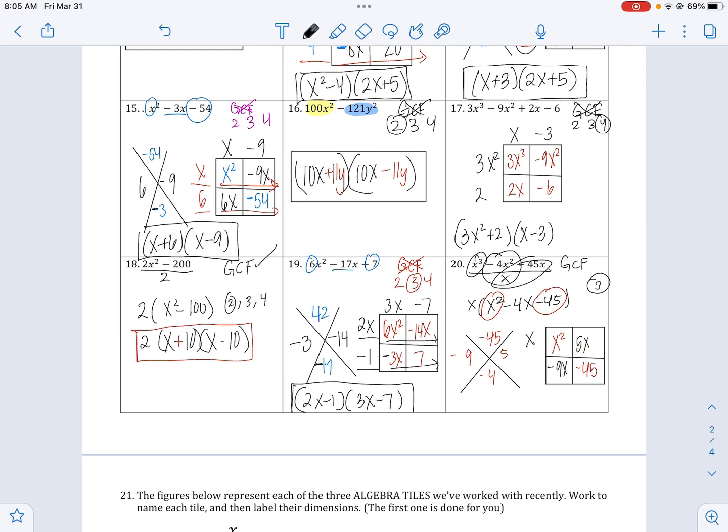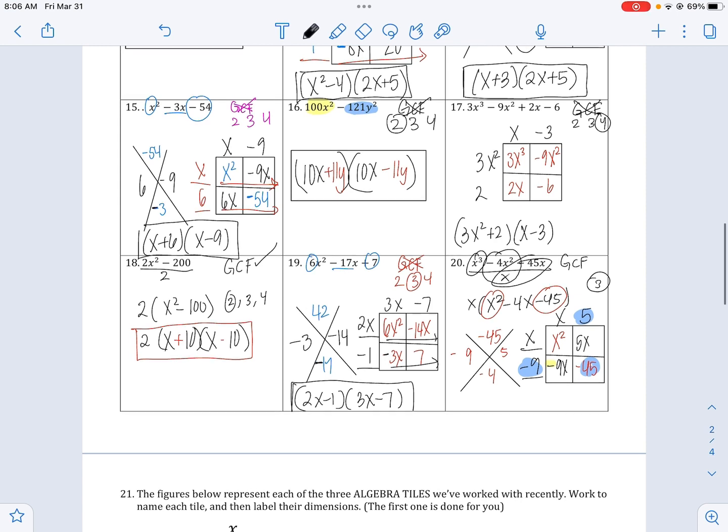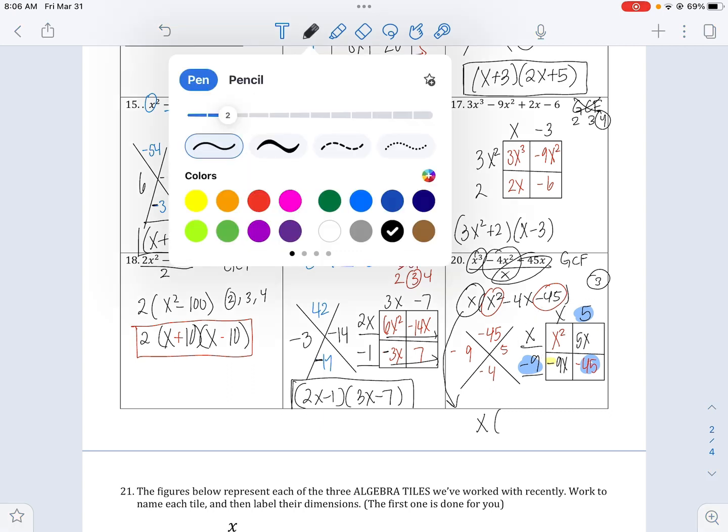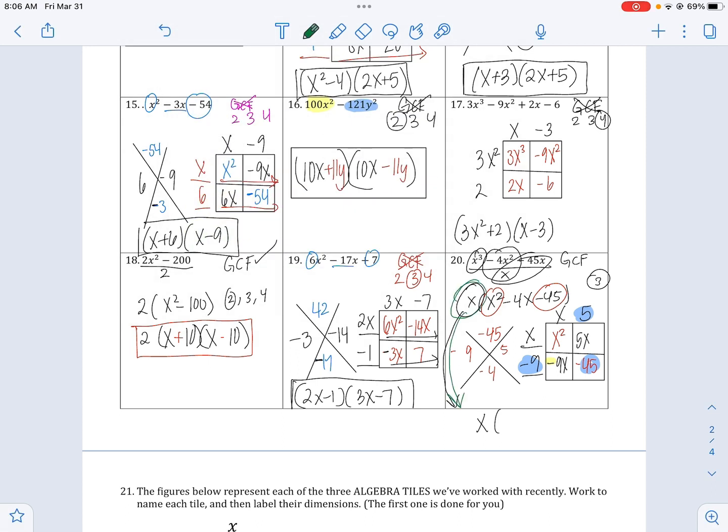Okay, pull out an x here. Pull out a negative 9 because this is a negative in the first term. X times x, x squared, and x times 5 gives me 5x. Double check your work. Okay, this guy definitely gives me that. And then this guy definitely gives me that. Final answer. Do not forget your GCF. X times and then your 2 factors. I guess I should go ahead and circle it in red. Oh, maybe not red. Let's go green. GCF. And then your factors.